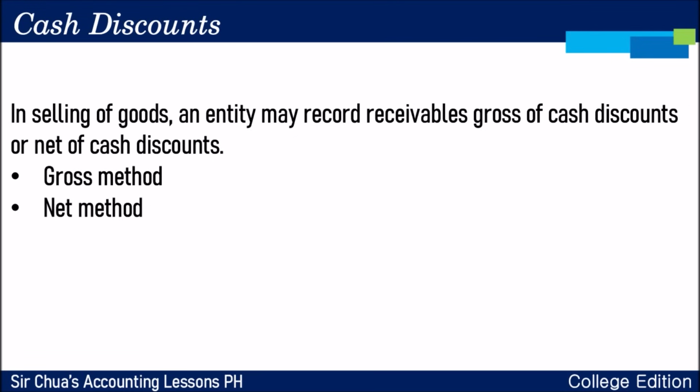Okay? Remember that cash discounts are discounts granted by the seller to the buyer to encourage them na magbayad ng maaga. Okay? O pag nagbayad ka sa akin within 10 days, I'll give you agad 2% discount. Pag nagbayad ka sa akin within 5 days, bigyan kita ng 5% discount. Okay? So, basically, that's how cash discounts happen.